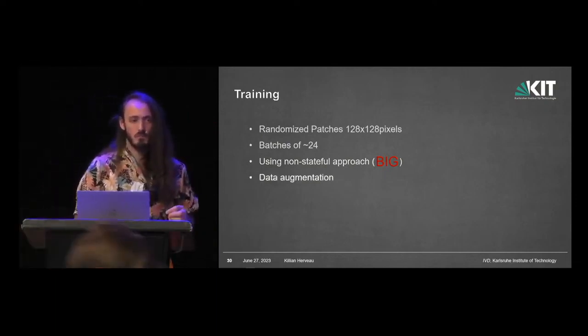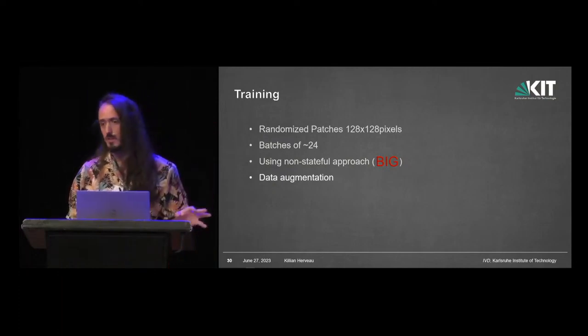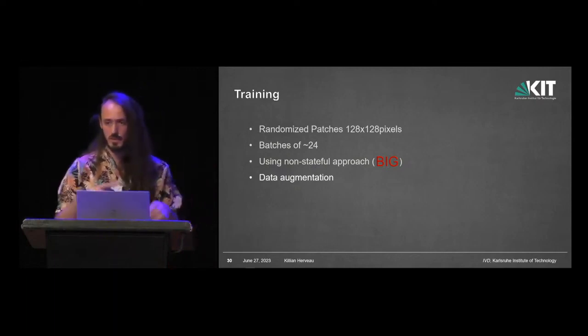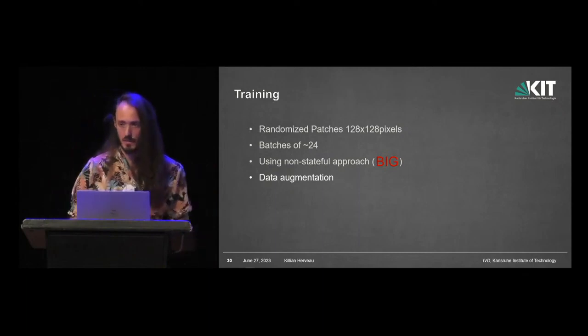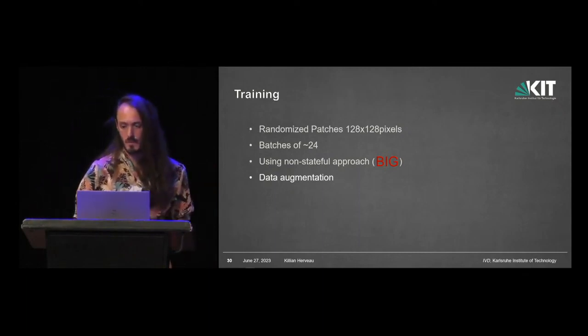We also perform data augmentation. Here we use only channel switching. So it's basically we rotate each channel. RGB becomes BRG or whatever. And it's additional entropy for the network.